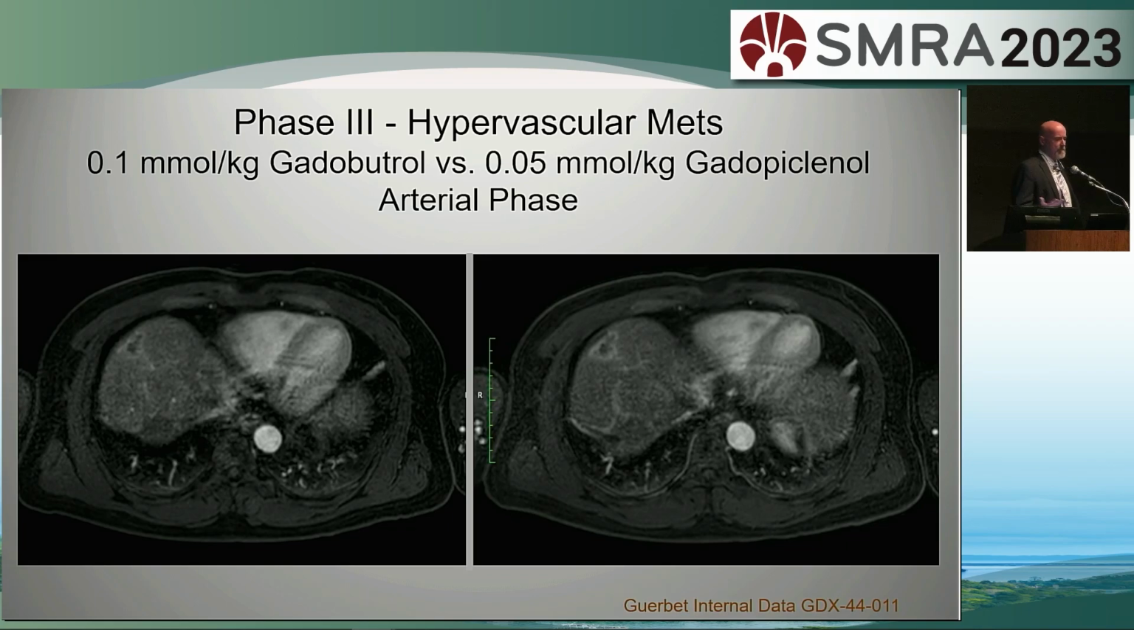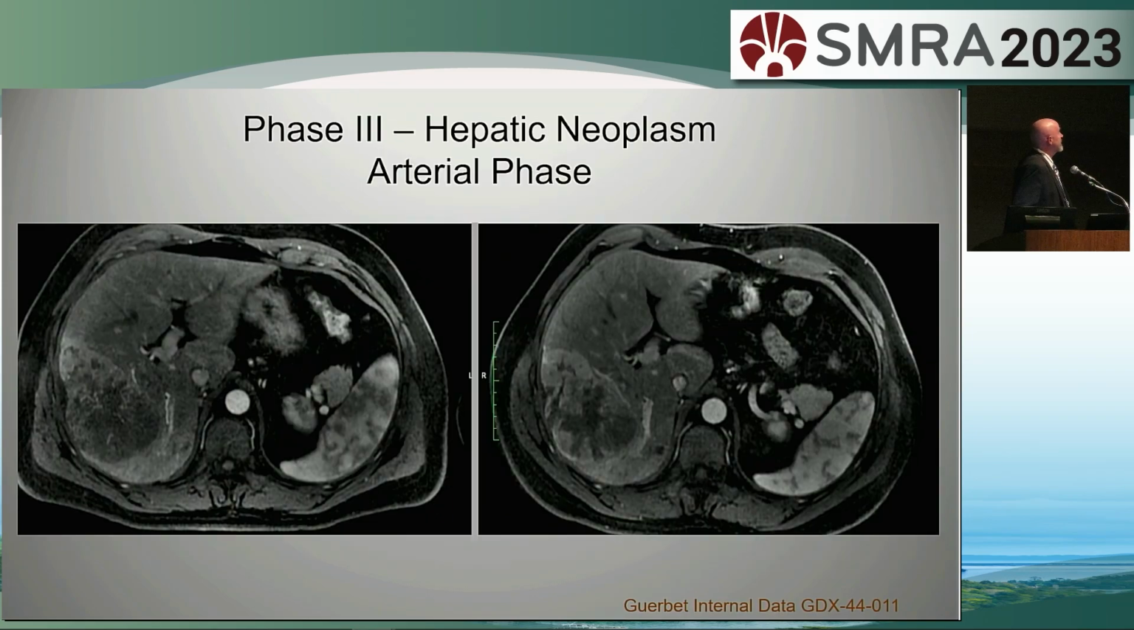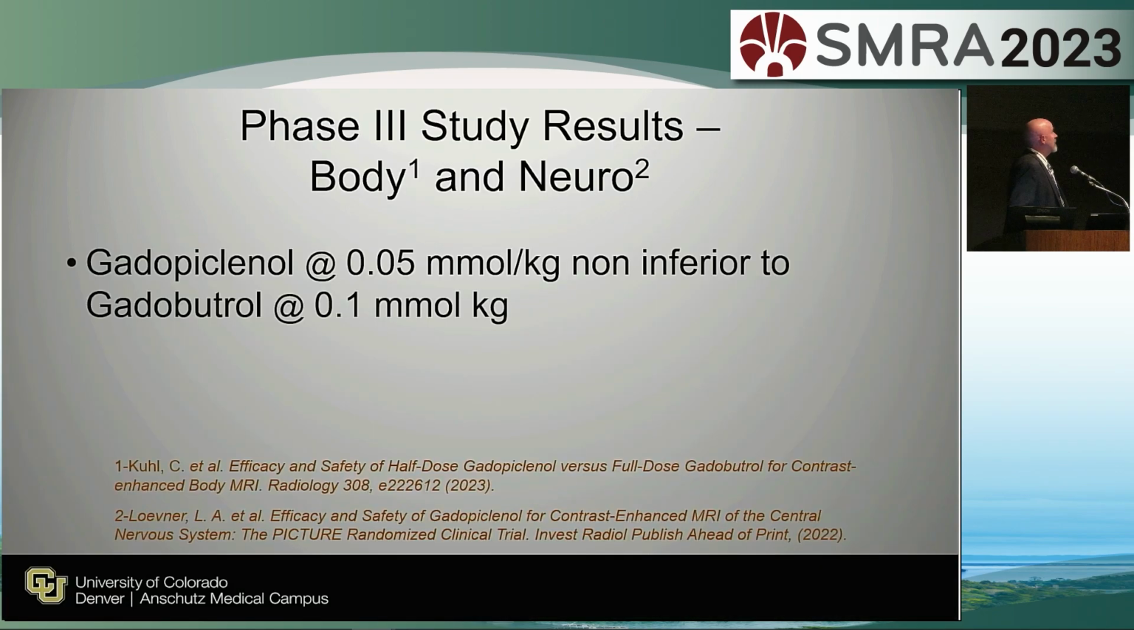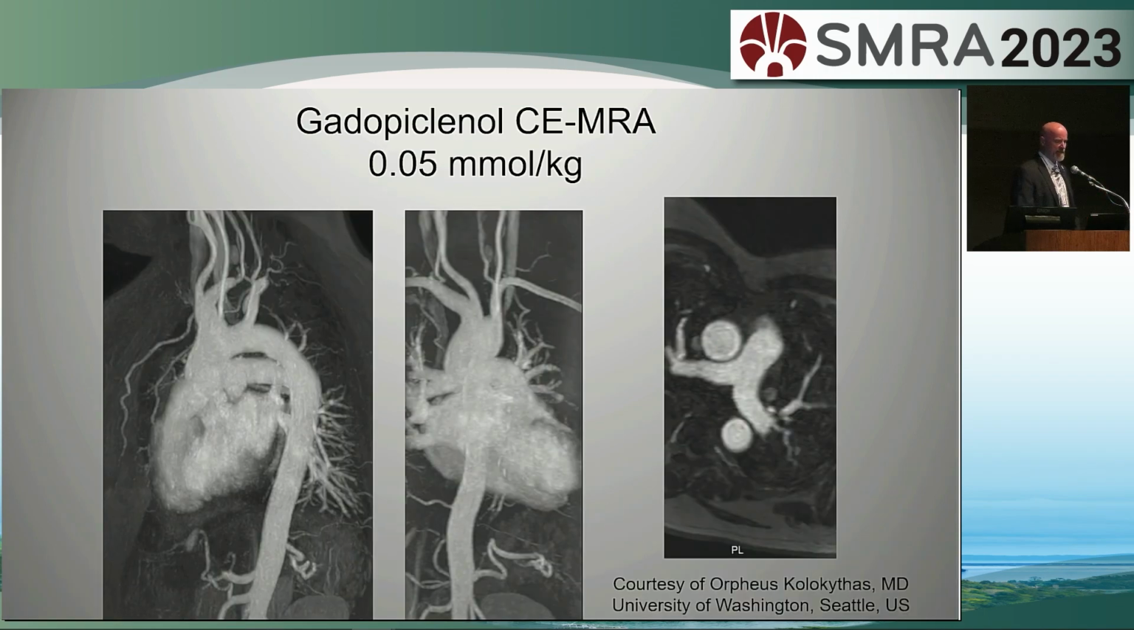These are just a couple of examples from the phase 3 study, which we're now done with, of gadobutrol or Gadovist at full dose versus gadopiclinol at half dose. I have a hard time telling the difference between these. They all look pretty similar, which is pretty much what you would expect and what you saw when they published these 2 papers, both Kuhl and Lovner, recently, saying that gadopiclinol at its FDA-approved half dose was non-inferior, as a matter of fact, to gadobutrol at full dose. There was some suggestion of some improvements, which you might expect due to that delivered relaxivity, but nothing really achieved statistical significance.